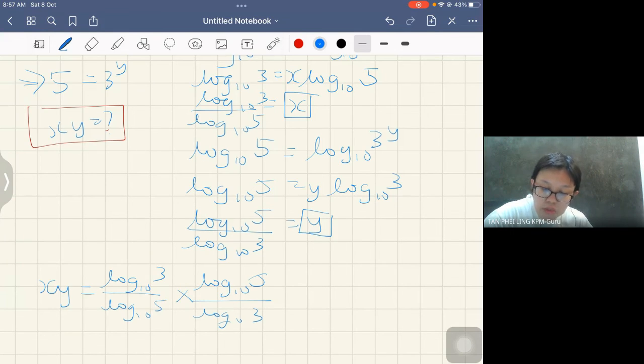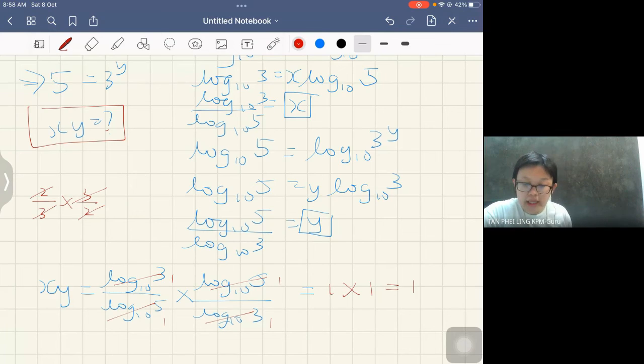Now this one is a simple multiplication. Example, when you have 2 over 3 times 3 over 2, what will you do? 3 and 3 can cancel, right? 2 and 2 can simplify. So log 5 and log 5 can simplify. Log 3 and log 3 can simplify. All become 1. So the answer will be 1 times 1, which is 1. That's it.